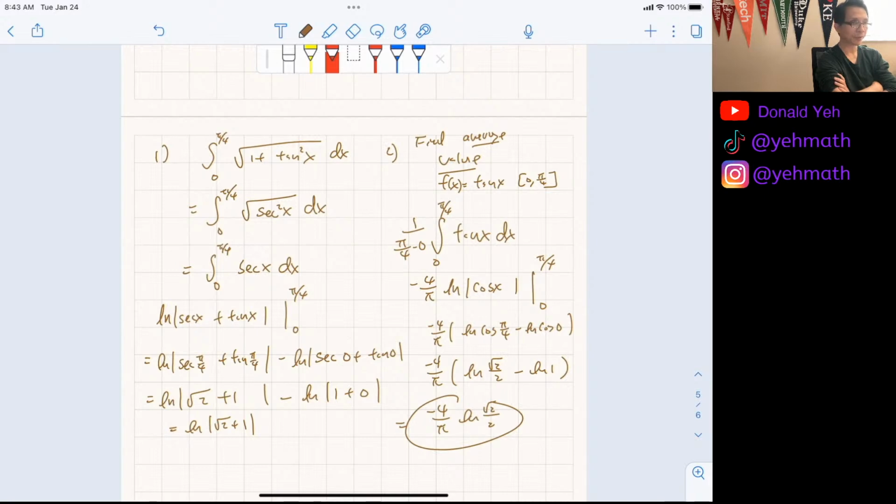And there you go. There's all the trig integrations. And you guys are so much smarter than before.